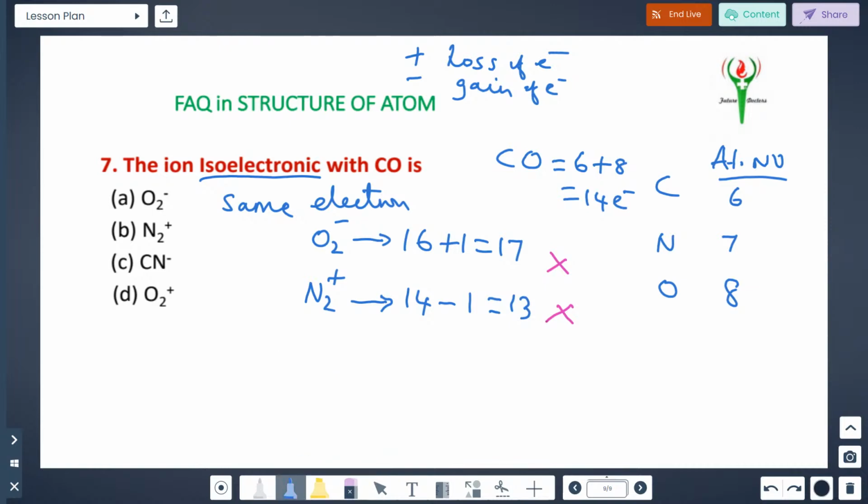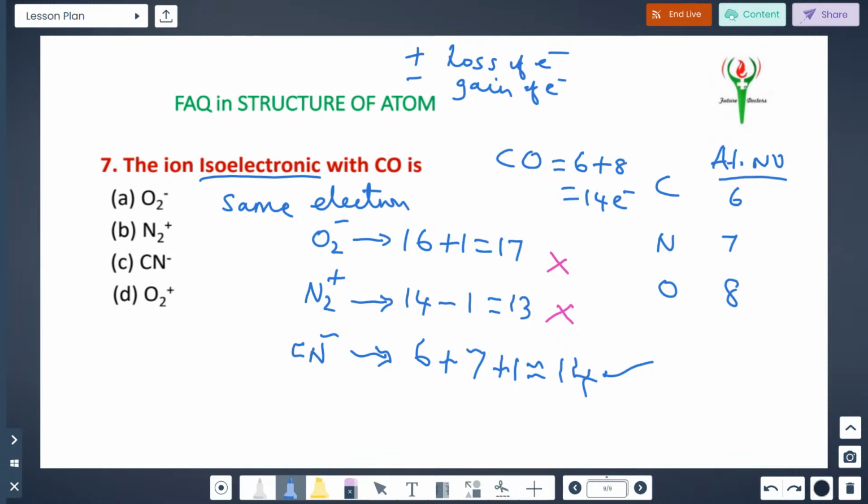CN minus. See CN minus. C is 6 electrons. Plus N is 7. 1 minus is there. 1 minus means 1 electron gain. 1 electron extra it has. So plus 1 also I put. Understood? Now you add all this. How much? 8 plus 6 we have 14. So 14. This only matches with this one. So this one is the correct one. Because these two are same, no?